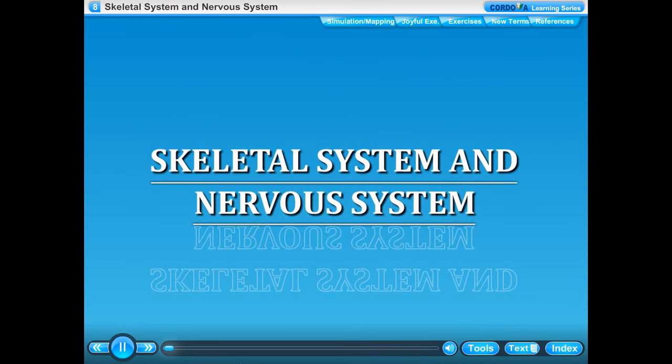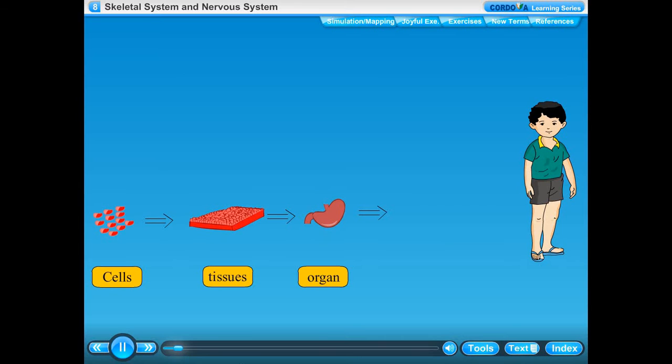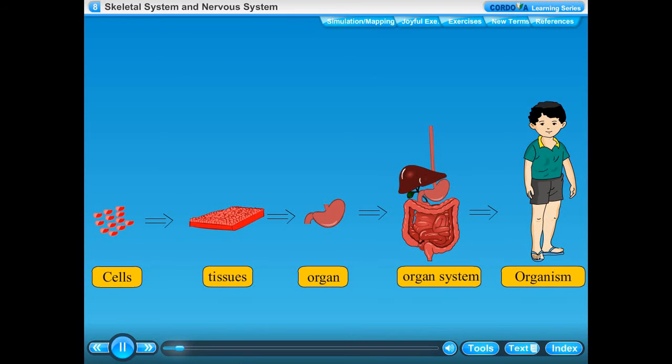Chapter 8. Skeletal System and Nervous System. We know that our body is made up of cells. Cells form tissues. Tissues form organs. And organs form organ systems. A group of organs that work together to perform a particular job for the body is called an organ system.